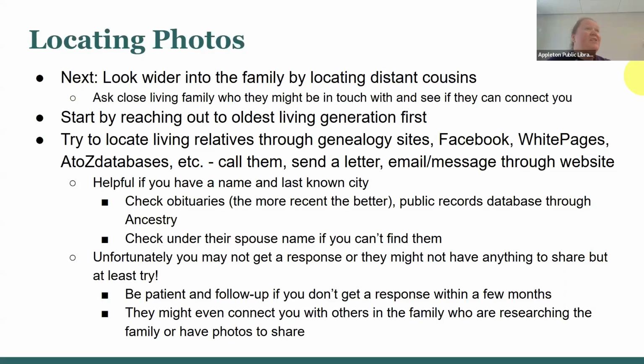So check obituaries, the more recent the better, because usually in those obituaries it lists who's surviving that person, and usually it lists a city or at least the name of that person, or possibly if it's local, they'll list out the cities. There's also public records databases that Ancestry.com has, where you can sometimes find a more recent address for that person. And sometimes you just can't find that person, so always check under their spouse's name as well if you happen to have that information.